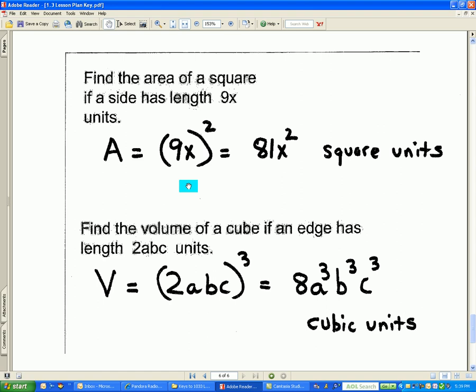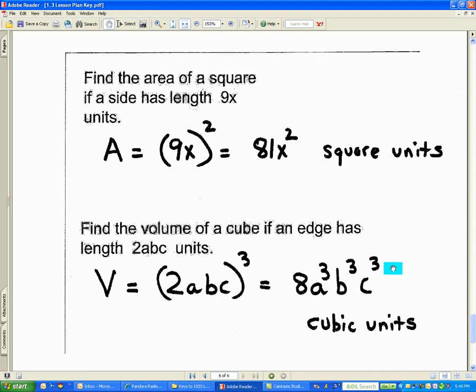9 squared is 81, x squared is x squared. My answer is 81x squared. You need to also make sure you're using the correct units. When you're finding area, it's like carpeting a room: your units would be square units, like square yards. In this case, we're just going to say square units, since we don't know whether it's square feet, square inches, or square miles.